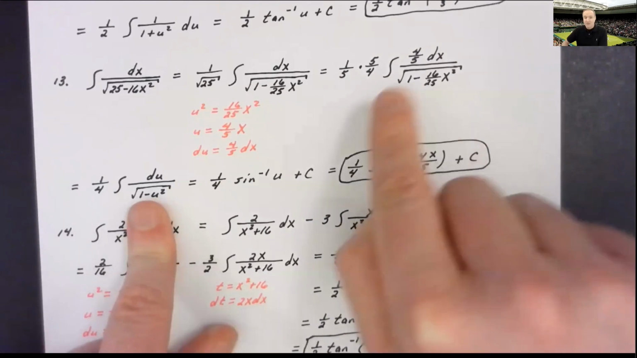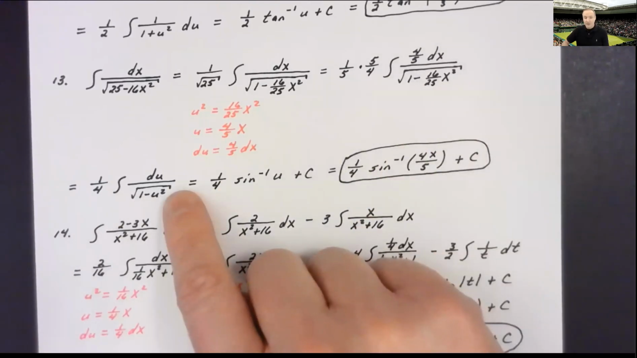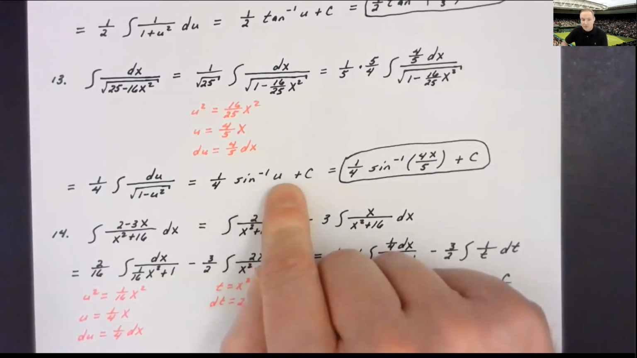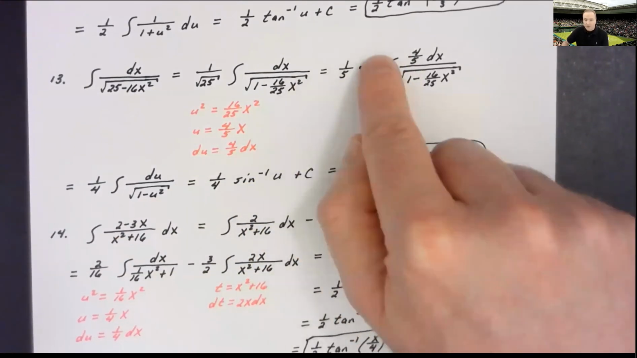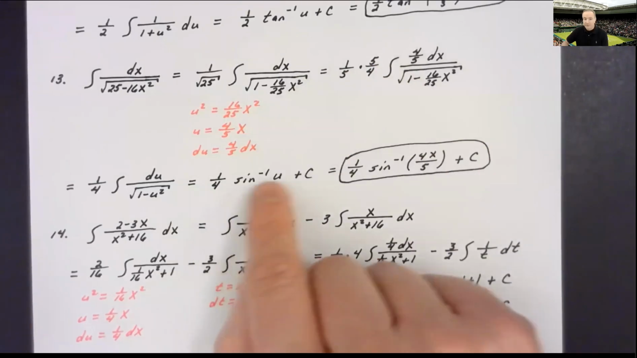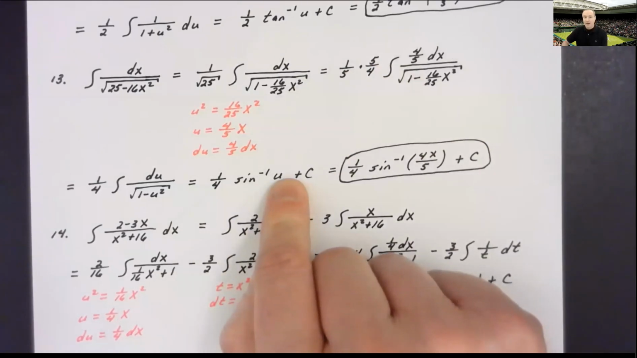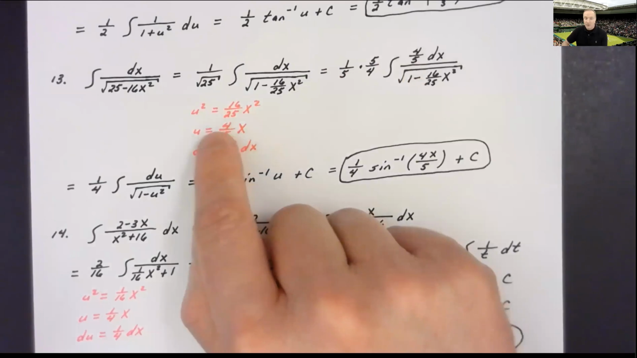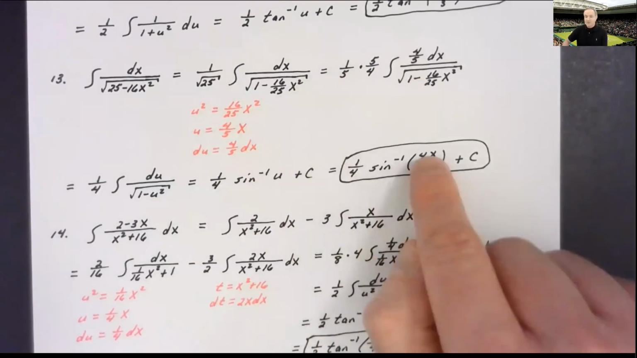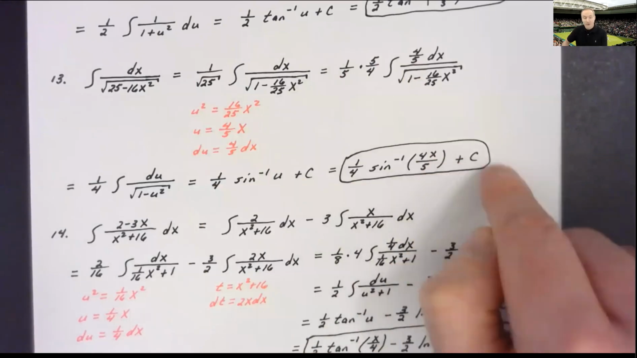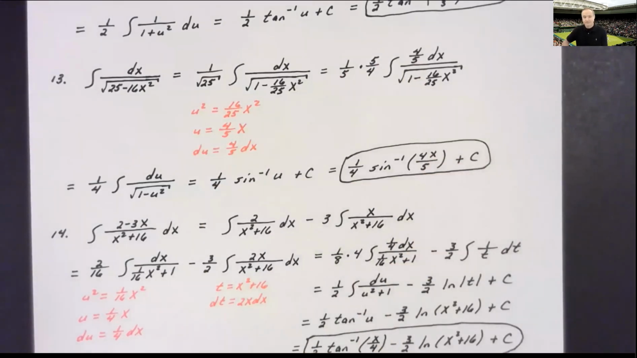Doesn't matter. And in my denominator, I'll get the square root of 1 minus u squared. By definition, that integral is the inverse sine of u. I'll keep my coefficient of 1/4 after I simplify with it, 1/4 inverse sine of u. After I plug back in, I know u is equal to 4x over 5. I'll get 1/4 inverse sine of 4x over 5 plus your constant of integration.